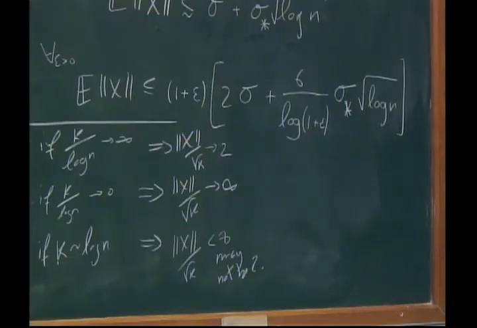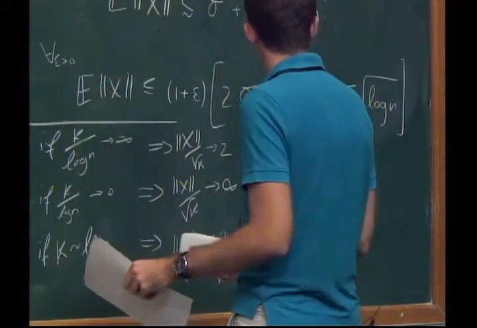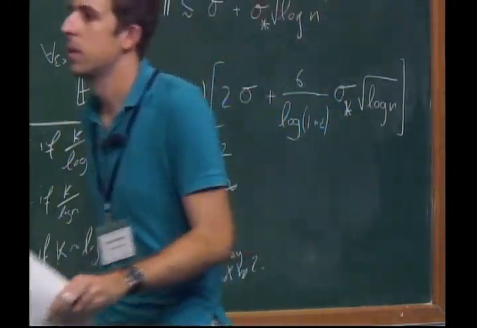I still have quite a while. Let me explain the log to the 1/4 in Seginer's result. Okay, so I'll leave this here.